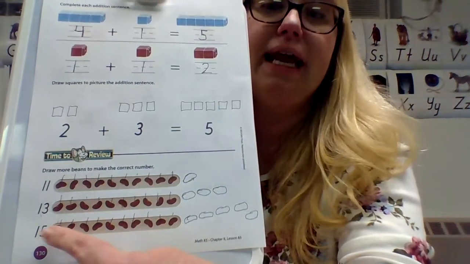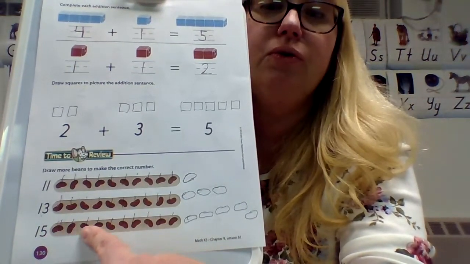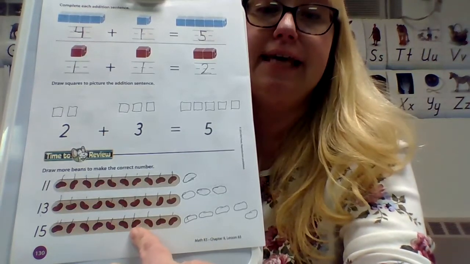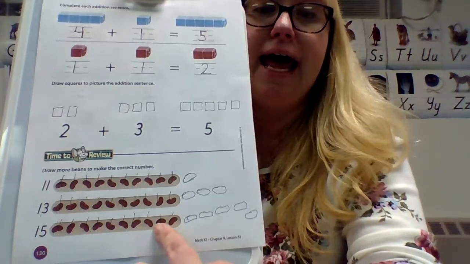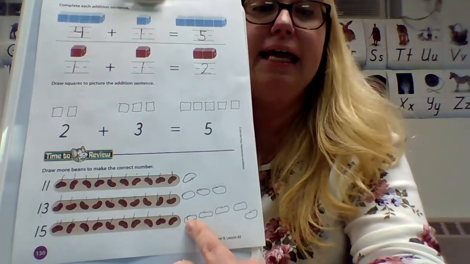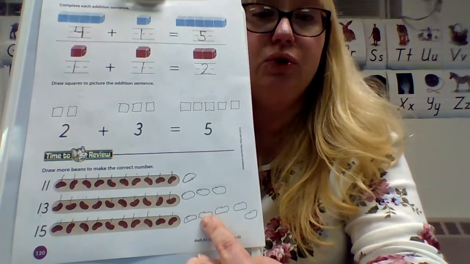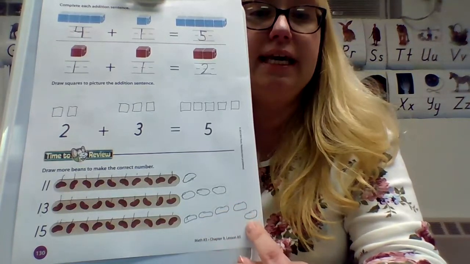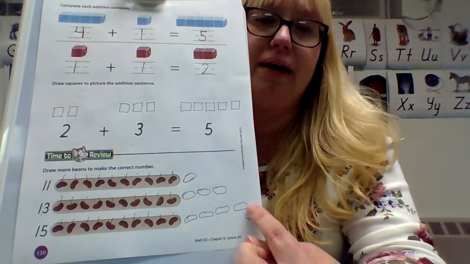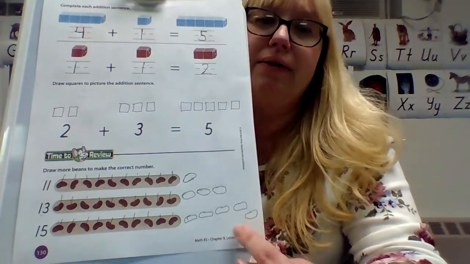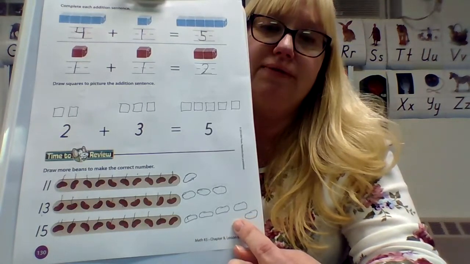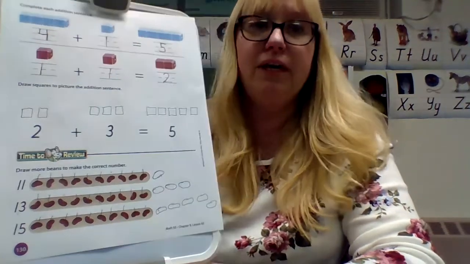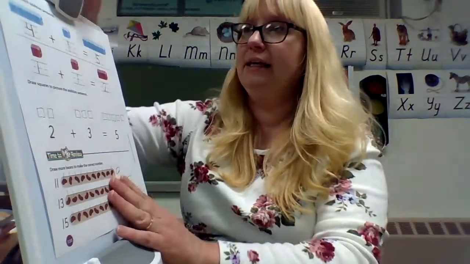So let's count from the beginning. 1, 2, 3, 4, 5, 6, 7, 8, 9, 10, 11, 12, 13, 14, 15. I kind of ran out of room here, so I got to lower him down there. So you should have a total of 15 beans. Okay, hopefully you all understood that.